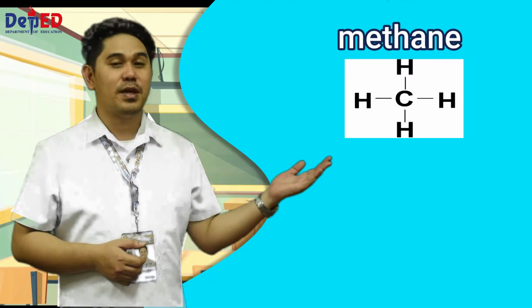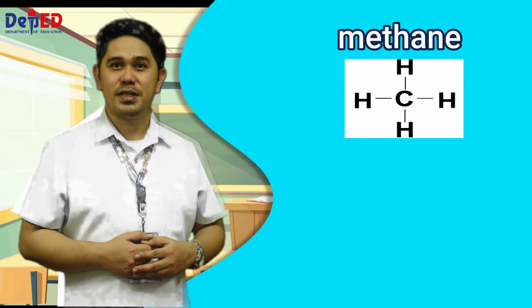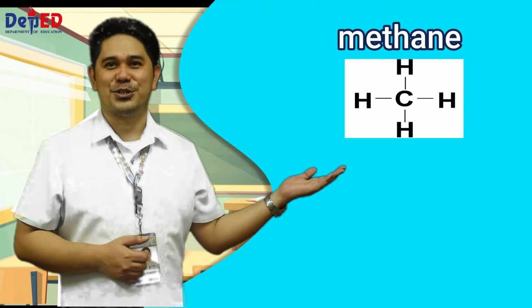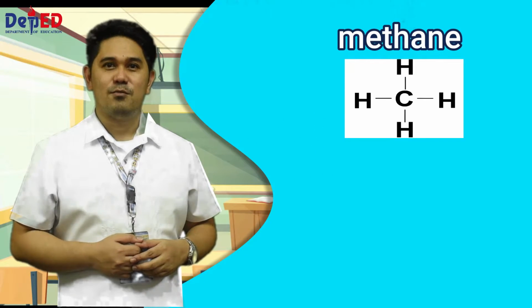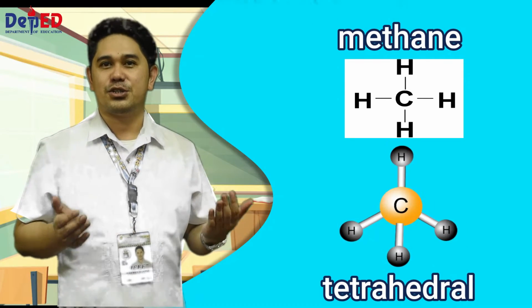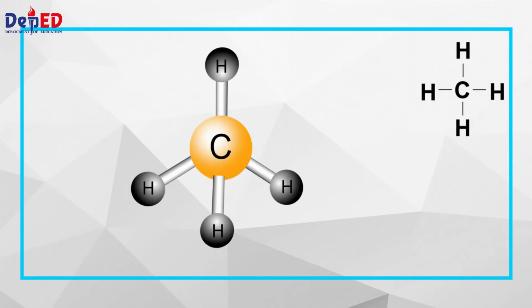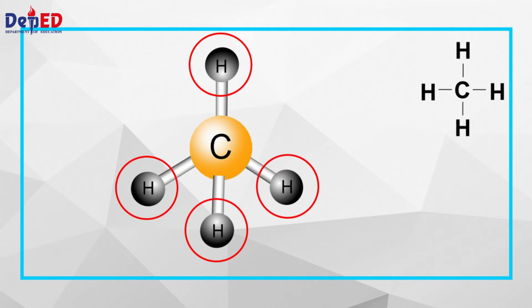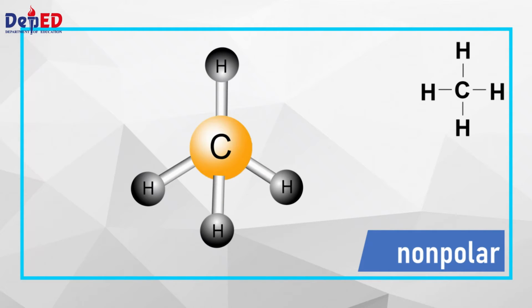For our next example, consider this molecule, methane, or CH4. This is how we draw its Lewis dot structure. Then, what is its molecular shape? Correct. Methane's shape is tetrahedral. Notice that hydrogen atoms are arranged symmetrically around carbon. There is no lone pair in its structure. The dipole moment of each of the four hydrogen-carbon bonds cancels out each other. Therefore, methane is a nonpolar molecule.